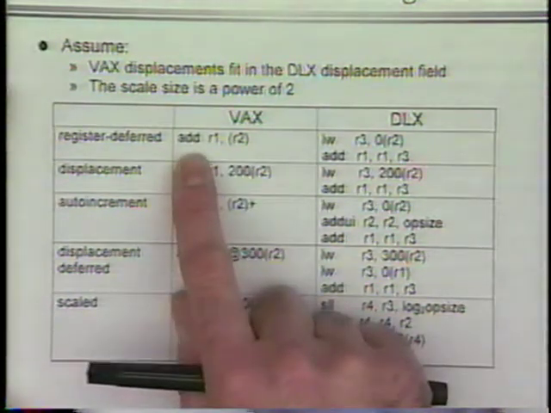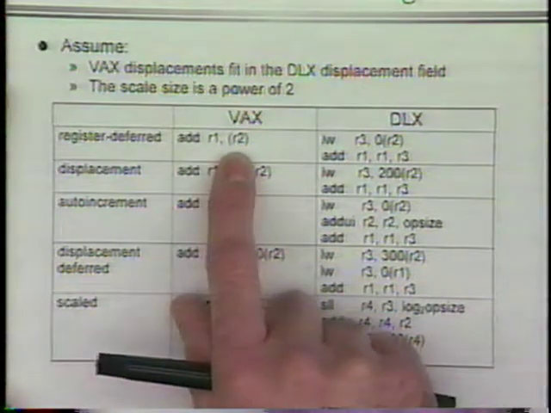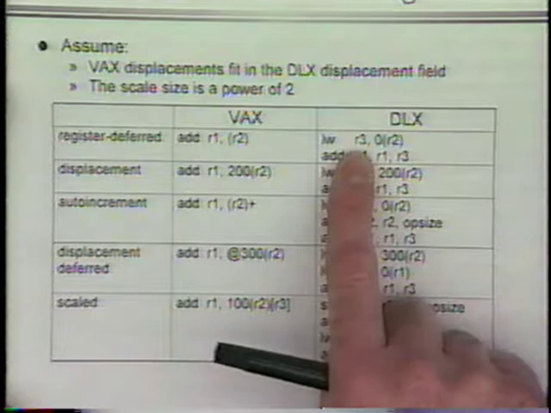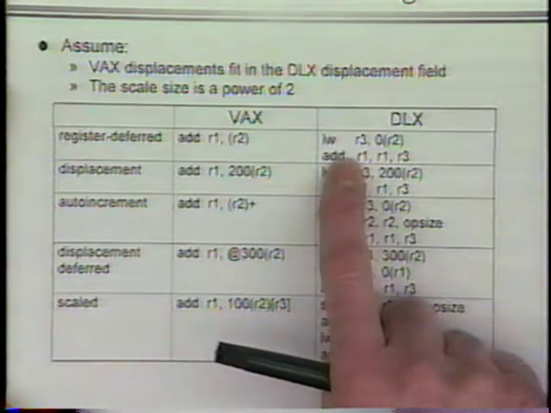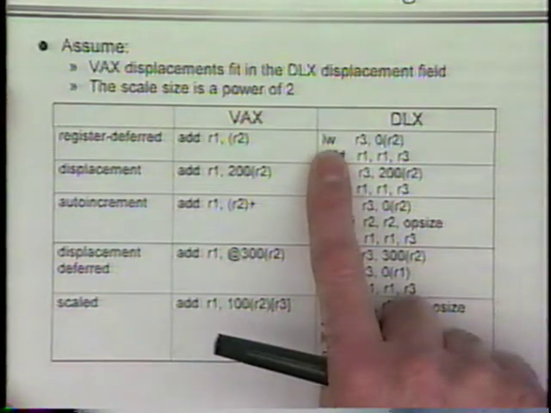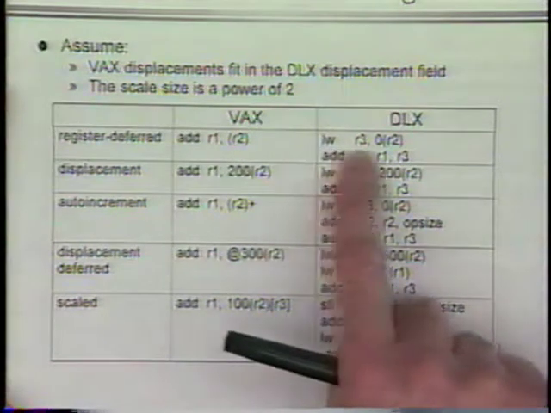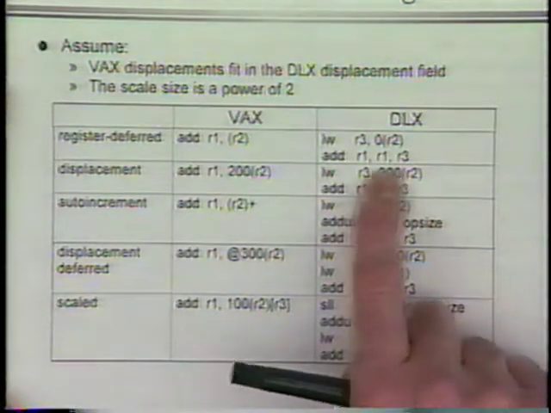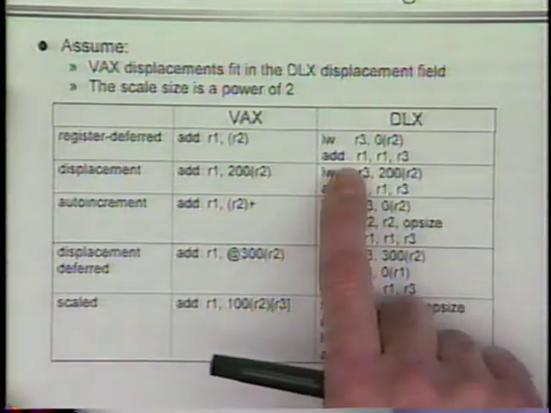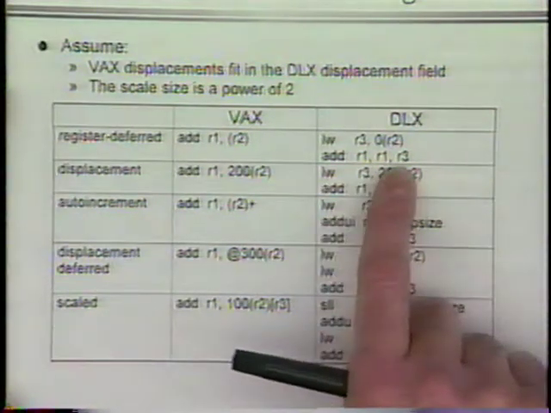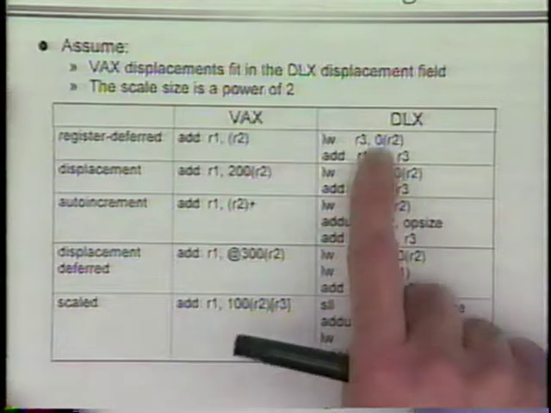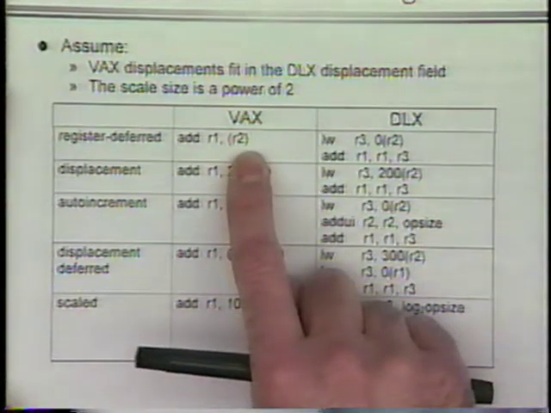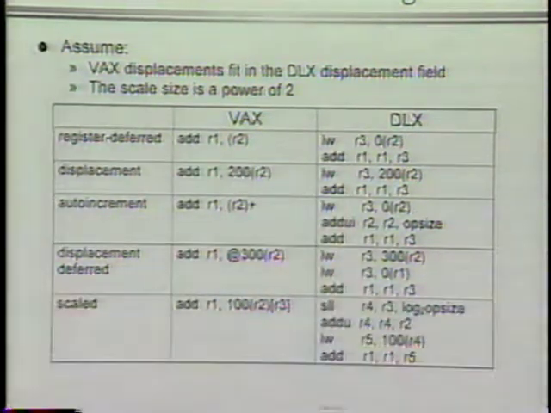So let's just go through a couple of examples. VAX allows you to add to a register a memory location pointed to by register 2. Well, DLX is a load store architecture, so you can't do an add and a load from memory in the same instruction. So it takes 2. You load into a temporary register the memory location pointed to by R2, and then you do a 3-operand add instruction that uses the result of that load. So the penalty for DLX not having that addressing mode for the add instruction is 1 instruction.